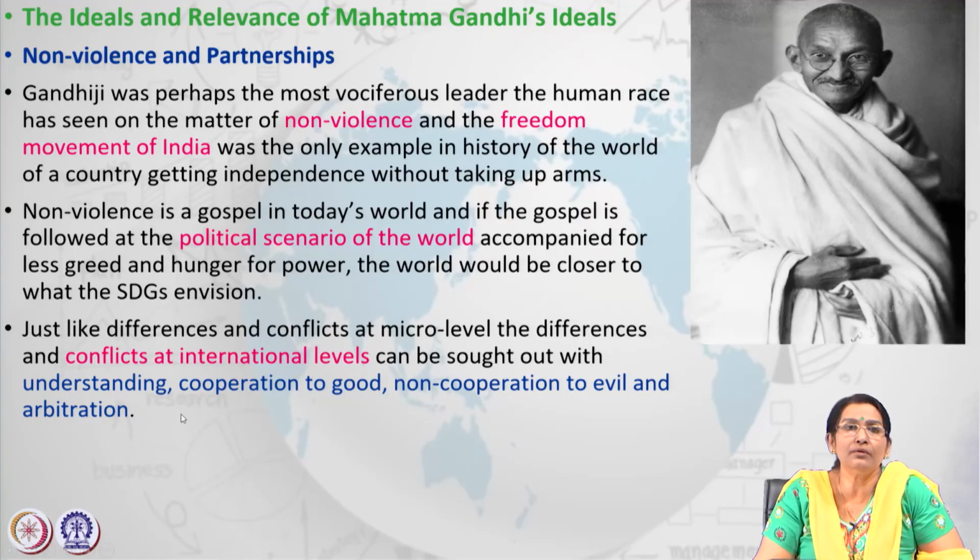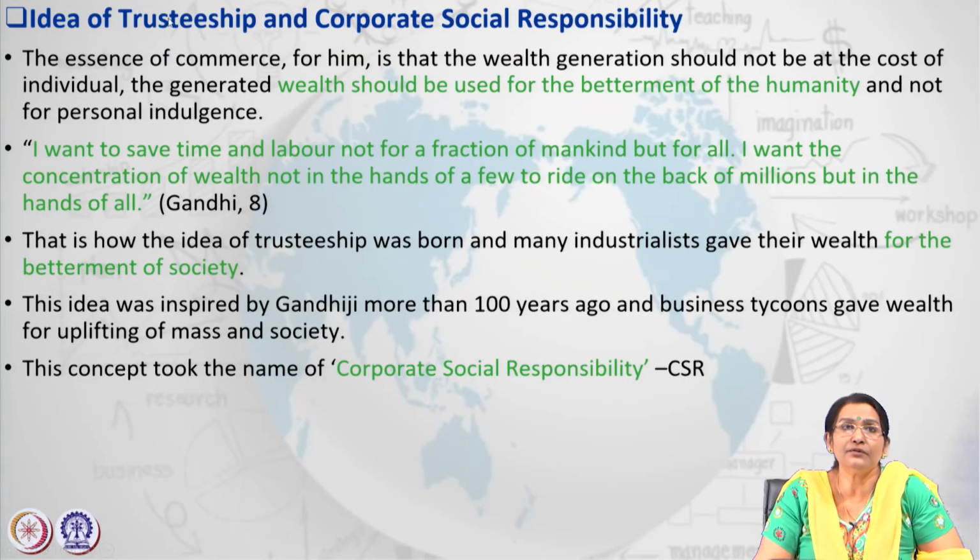So, how can we implement these in our present context, in a sustainable development scenario? Like this idea of trusteeship and corporate social responsibility. Gandhiji has already introduced the idea of trusteeship, because since his freedom movement days he has advocated that wealth should be used for the betterment of humanity rather than for personal indulgence, during the pre-independence era itself.